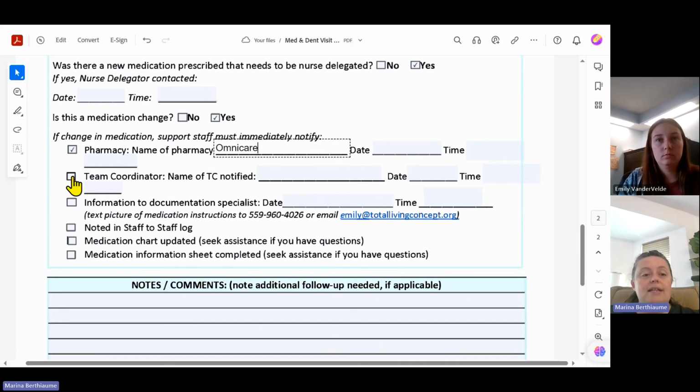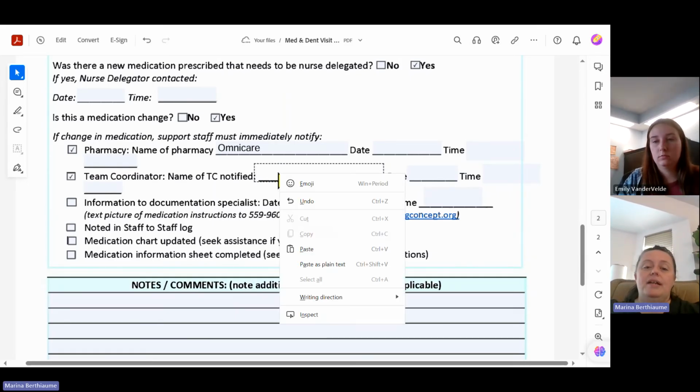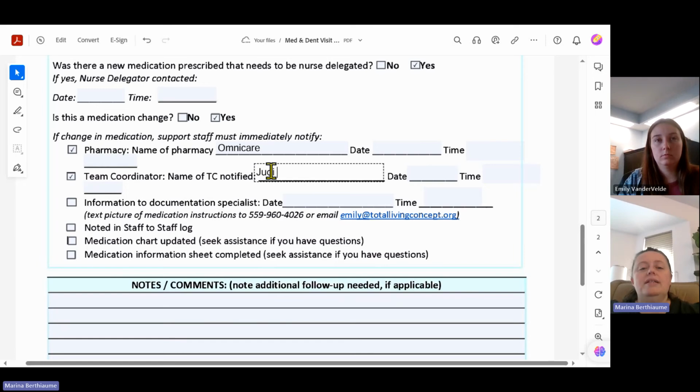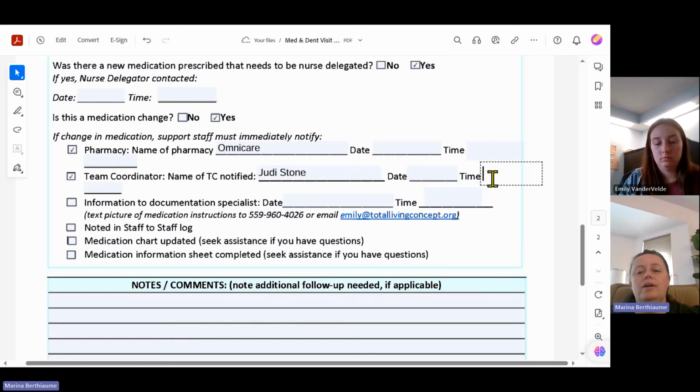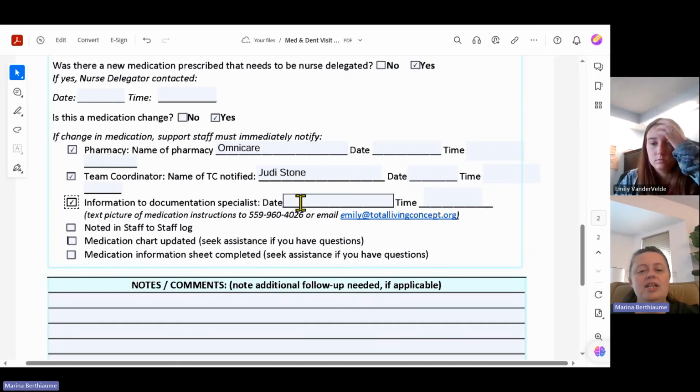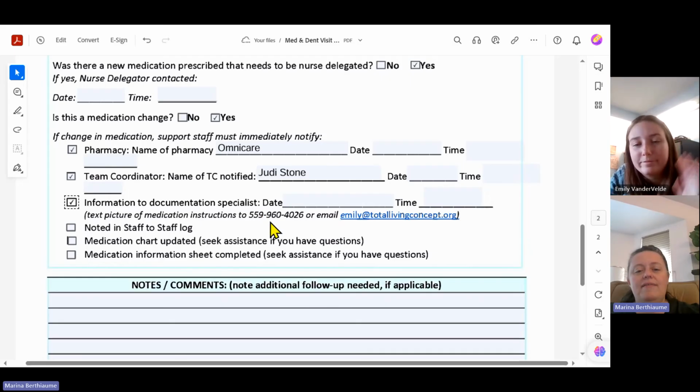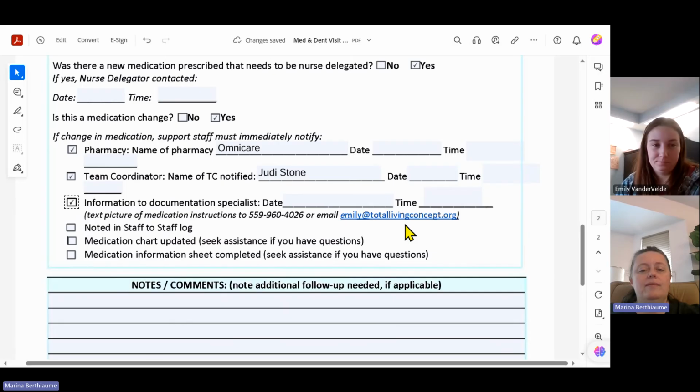The next thing, your team coordinator needs to know that there's been a change to the medication. So you're going to put the person's name here, Judy Stone, the date and the time when you notified her about what the change was. Then the third thing here, information to the documentation specialist. We've got Emily down here. You've got a cell phone number. You've got an email address. So the date and time that you informed the documentation specialist.